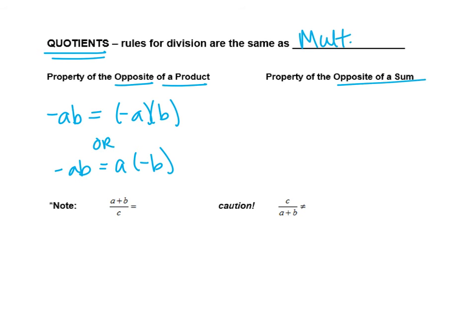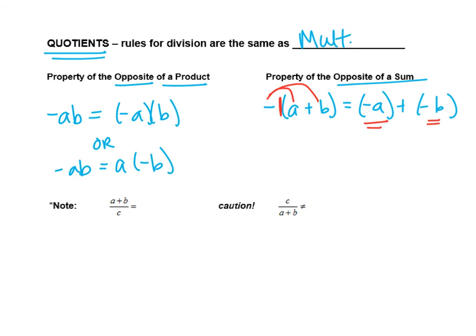Property of the opposite of a sum. So if you have a negative in front of the sum, A plus B, that's equal to a negative A plus a negative B. So maybe you've seen before where if you have a negative in front of parentheses, you can throw a 1 right there, and it's just like distributing a negative 1, which is how you would get that negative A and that negative B. So just another way to look at that.